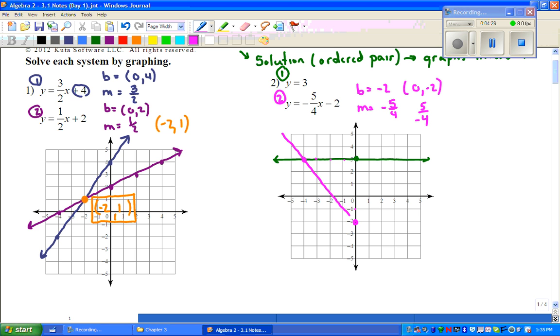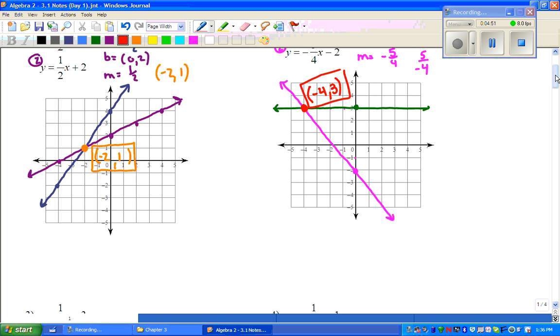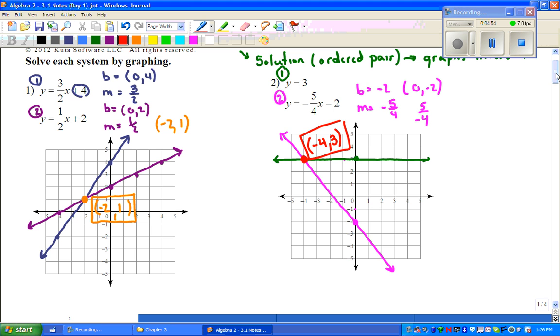I have constructed my second line here, and we can find the point of intersection. My solution for this one is going to be negative 4, 3, because I go over 4 and then I go up 3. So that's what we're looking at in order to solve systems of equations: you pretty much just graph them and look for the point where they intersect. Now, there are 2 special cases that I want to show you about.